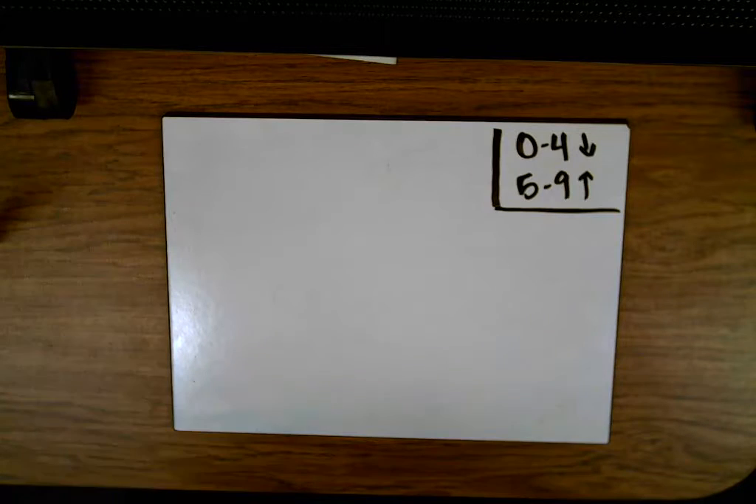Hello, fourth grade. Today is the second day of rounding numbers. Yesterday, we learned the different rules for rounding, and today we are going to put some practice to it. Today, we're going to be rounding to the nearest tens, the nearest hundreds, and the nearest thousands.